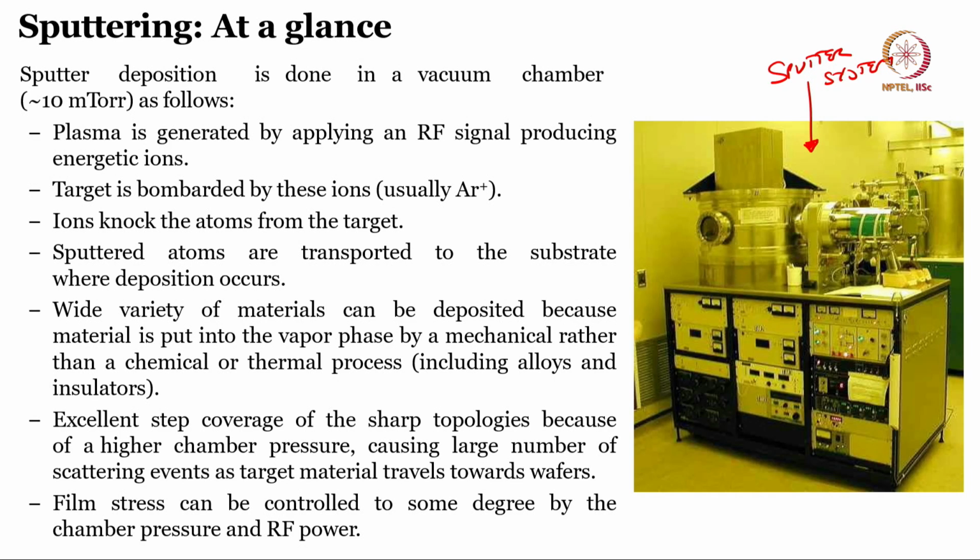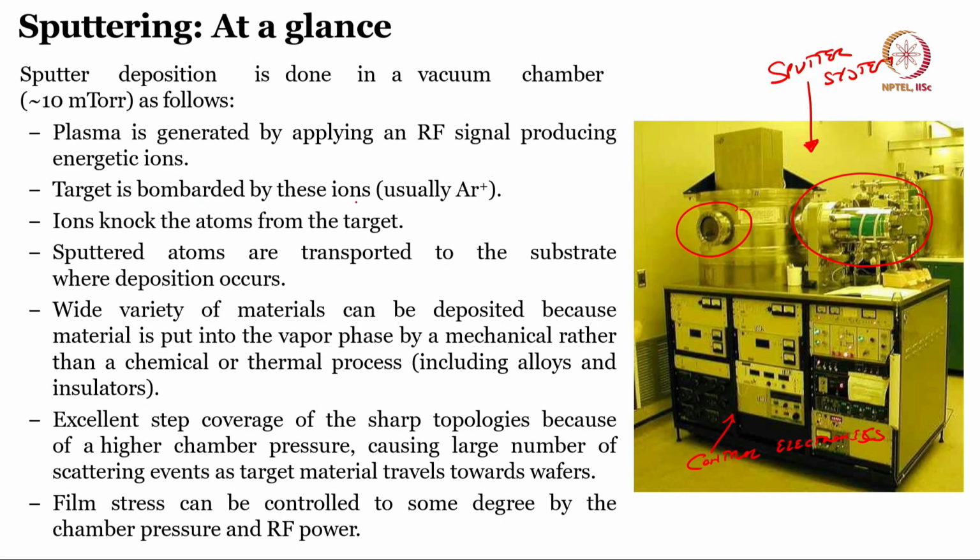Okay. This also comes in vacuum evaporation because we are creating a vacuum. At a glance, if you want to understand this sputtering, of course, this is a viewing window, this is a chamber, these are all the vacuum pump, all the gauges, everything, and this is the control electronics, your control system. So, plasma is generated by applying RF signal producing energetic ions.